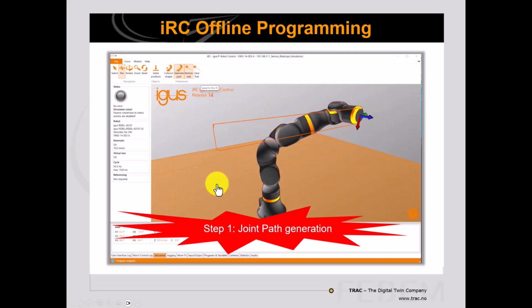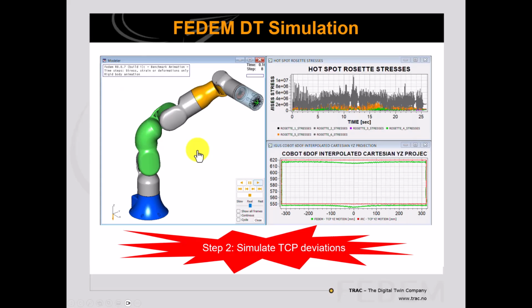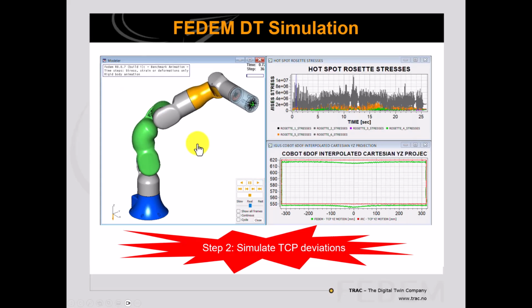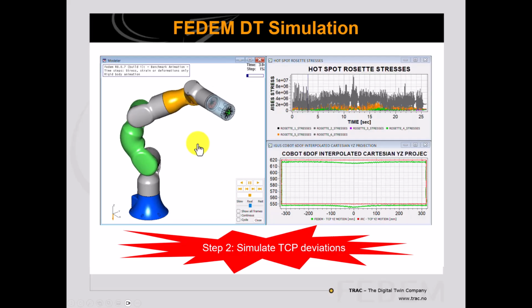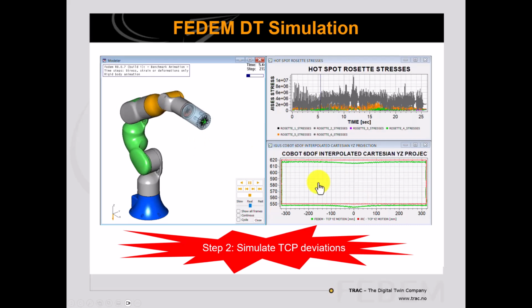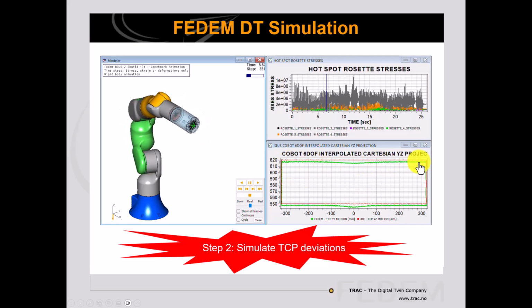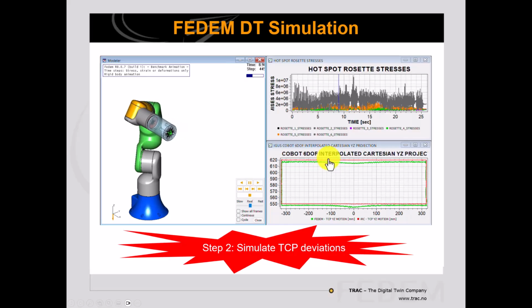When IGUS iRC has calculated the TCP path and the joint paths, you can import the joint path to FEDEM using CSV files. And then you can simulate the true trajectory in FEDEM. The red curve here is showing the kinematic path, and the green is showing the FEDEM calculated path. And as previously said, the deviation in the target points are roughly 3.8 millimeters in the vertical direction.